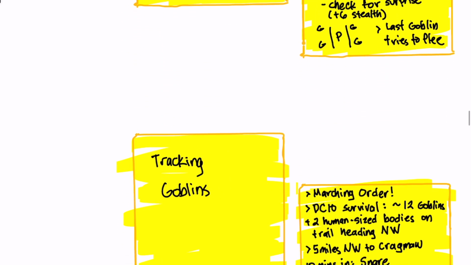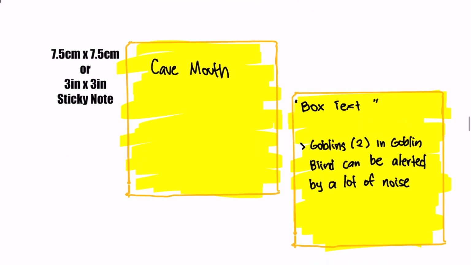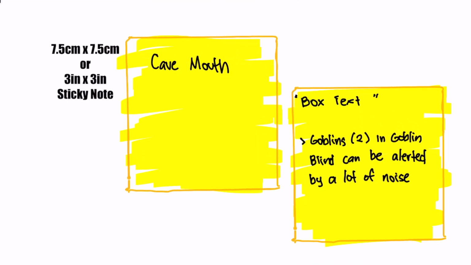Tracking the goblins can contain the mechanics of tracking, traps along the way, their detection and avoidance saving throws, and the damage they deal. The cave mouth card has some box text, and a quick note saying that there are 2 goblins who could be alerted to the PCs if they make a lot of noise.